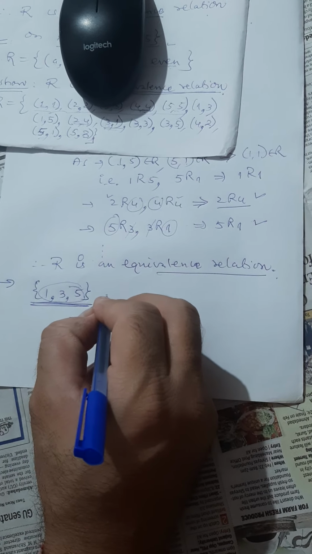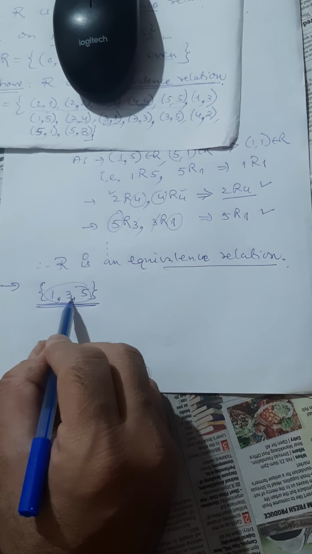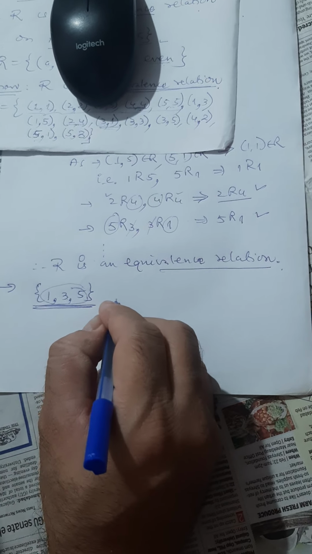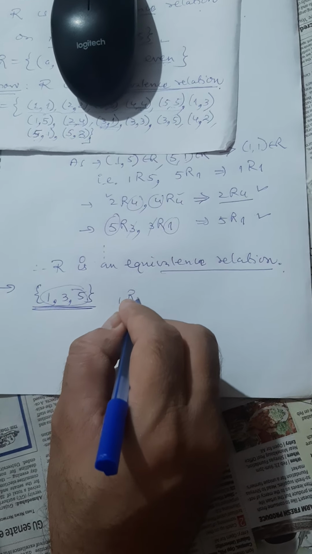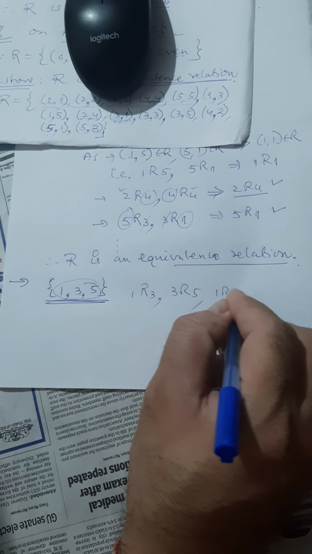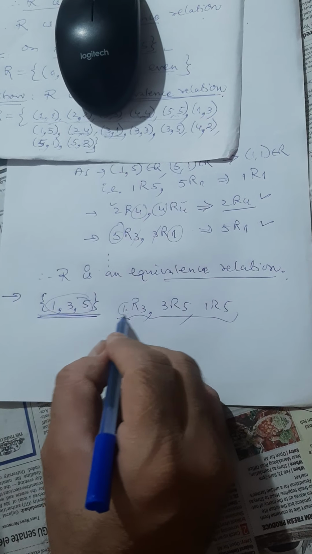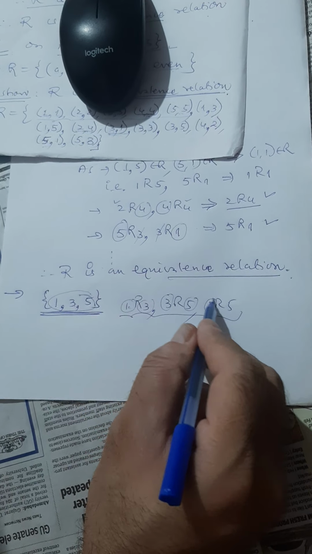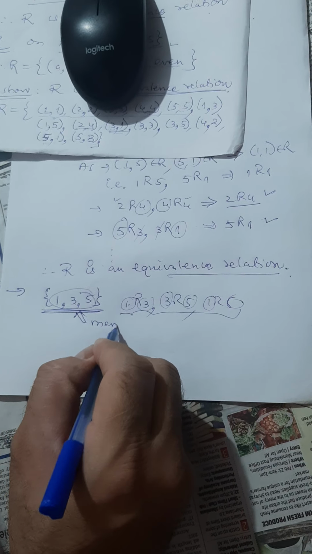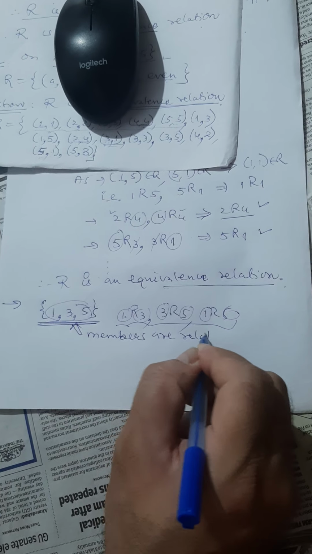What's the reason? Here related means the difference of any two should be an even number. So if you take 1 and 3, they are related. If you take 3 and 5, they are related. If you take 1 and 5, they are related. Because every time the difference between these two is an even number. So these members are related to each other.